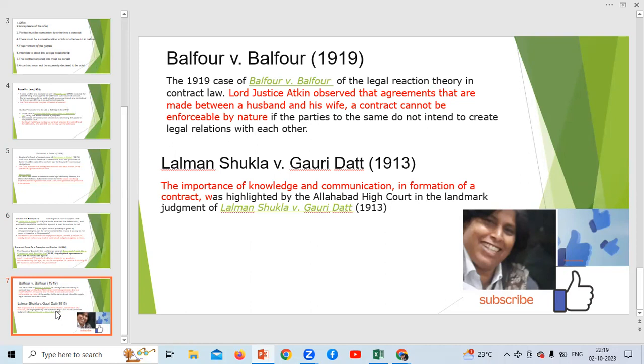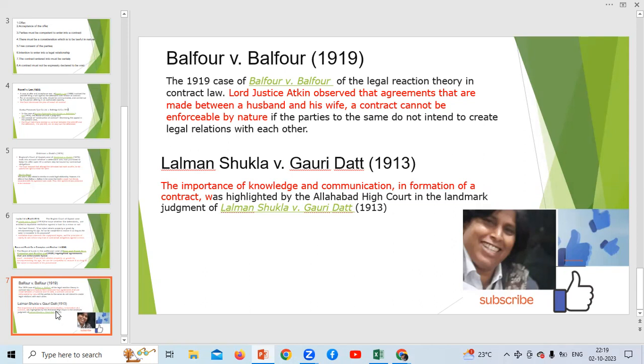Balfour versus Balfour. Lord Justice Atkin observed that agreements that are made between husband and wife, a contract cannot be enforceable by nature. Husband and wife ची केस आहे, leading case आहे. Please remember this. If the parties to the same do not intend to create legal relations with each other, हे जे कॉन्ट्रॅक्ट आहे, ही जी अरेंजमेंट, ही पर्सनल अरेंजमेंट आहे, हे पर्सनल अग्रीमेंट आहे. As long as they are husband and wife, it is not treated as contract.